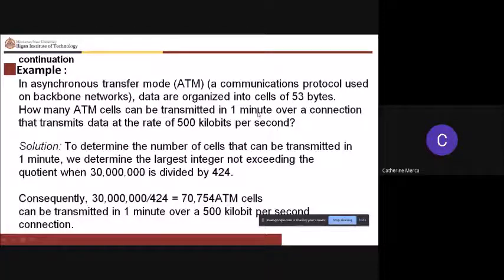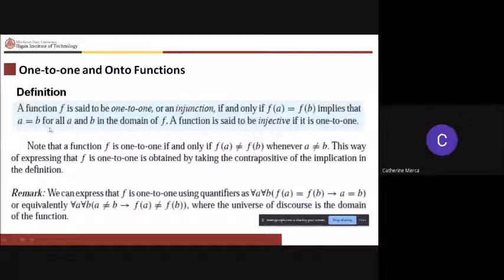A function f is said to be one-to-one or an injection if and only if f of a is equal to f of b implies that a is equal to b for all a, b in the domain of f. Are you still with me? Yes, ma'am. Okay. Sige, baka naputol naman yung net natin. A function is said to be injective if it is one-to-one.